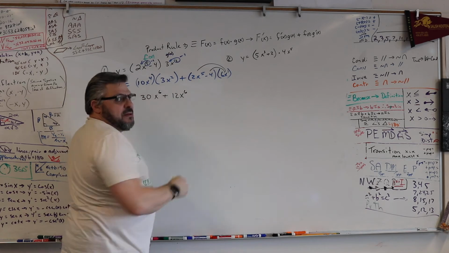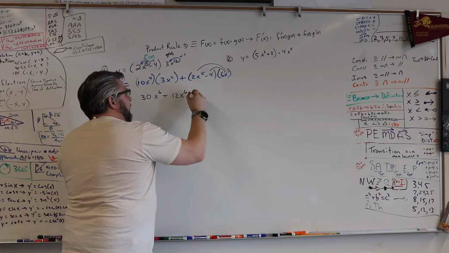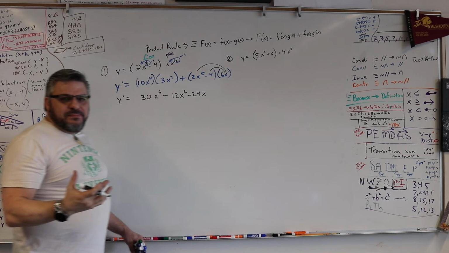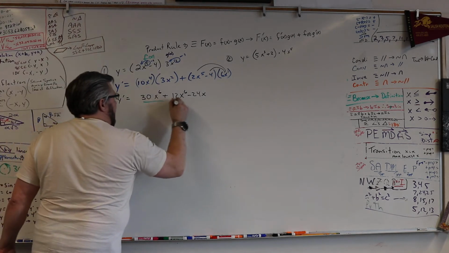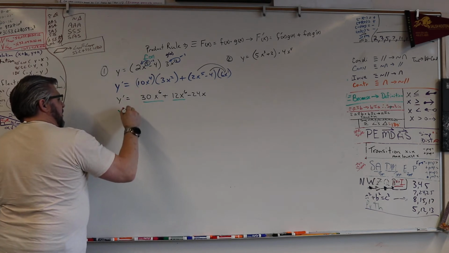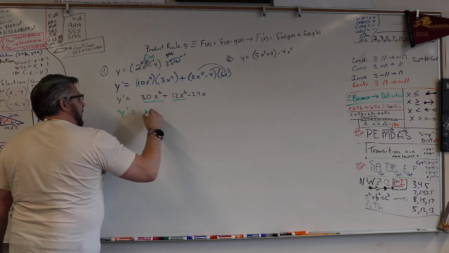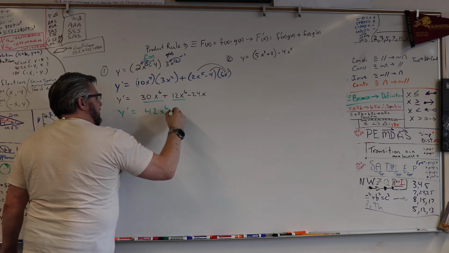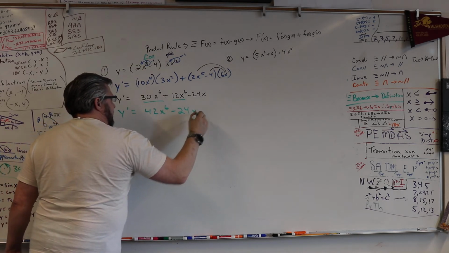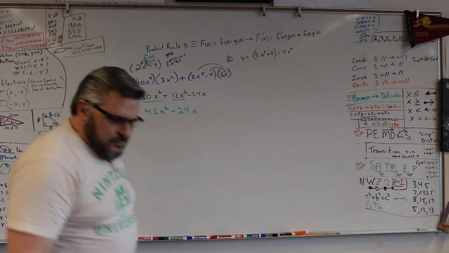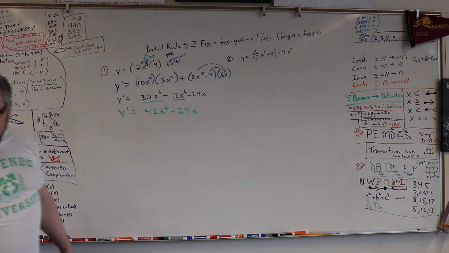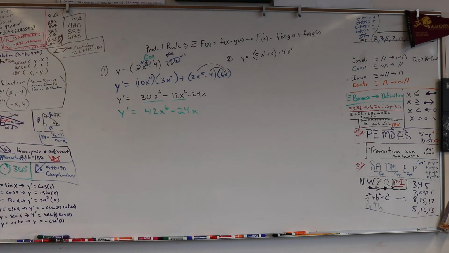And then negative 24x, right? Alright, and then we want to put them in order, or add some things that we could add. Okay? So, can we add these two? So we got y prime is equal to 42x to the 6th minus 24x. Bingo bango. Correct. Not bad, right?